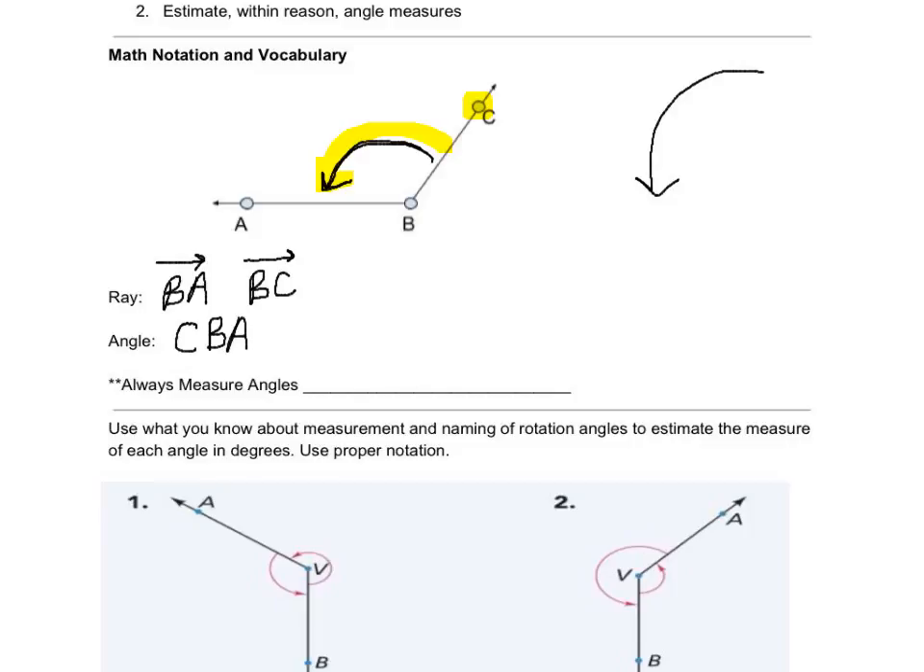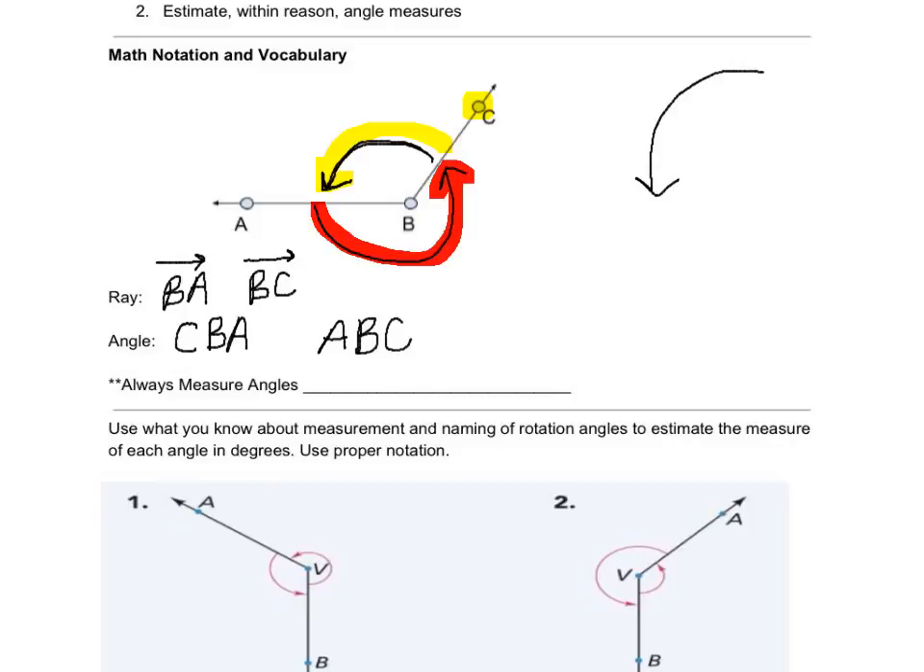Now, that counterclockwise rotation can continue, and it can continue kind of below that angle. So now I have created another angle, and that angle is called ABC. So even though I only have those 3 points, I am creating two separate angles. I'm creating the one up there in yellow, and then I'm creating this one here in red. So kind of think about it as a top angle and a bottom angle.